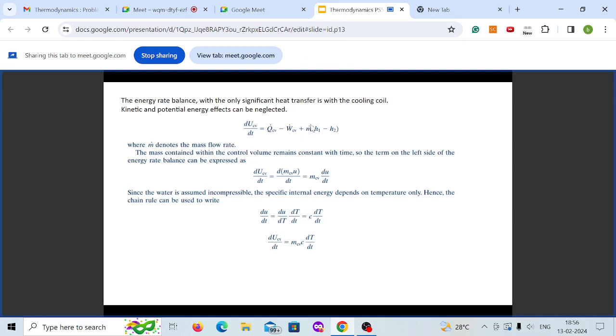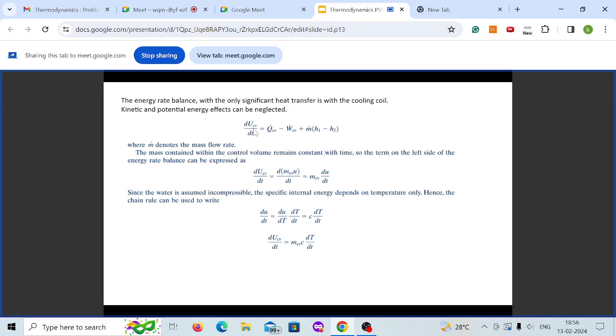So we'll go back again to the energy equation. You see the Q heat transfer happening, minus W, plus m dot into (h1 minus h2), which is the enthalpy change of the fluid coming in and going out. This total will be equal to the change in the internal energy of the system.